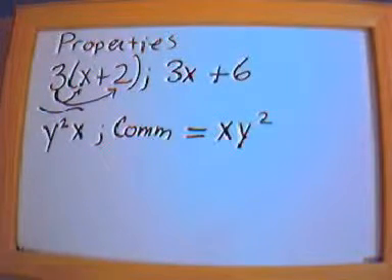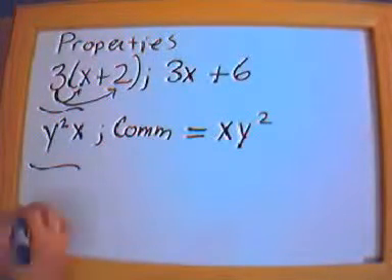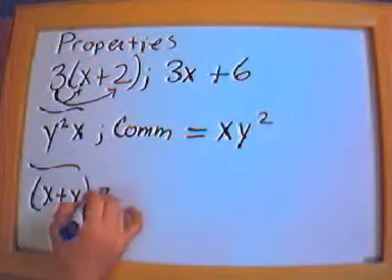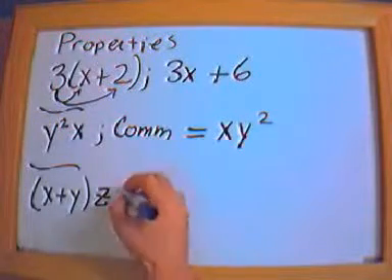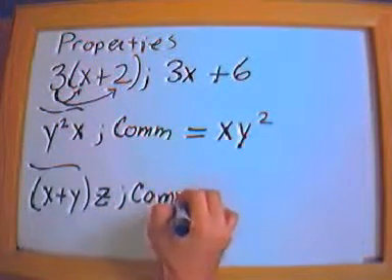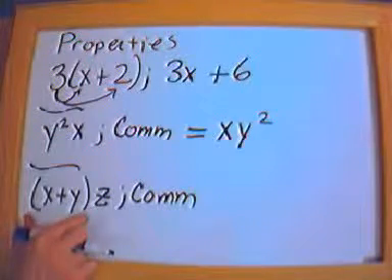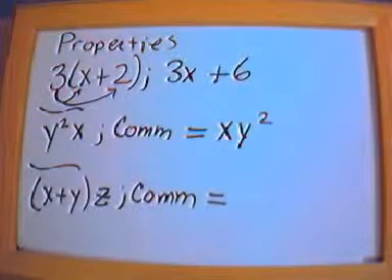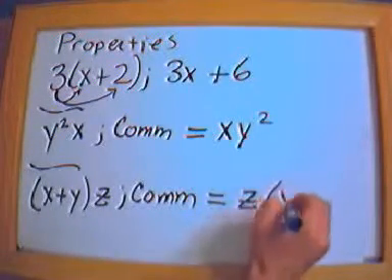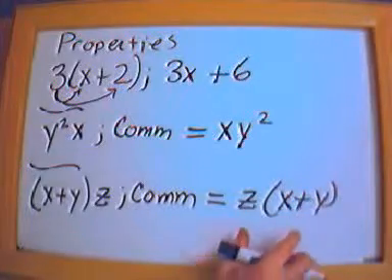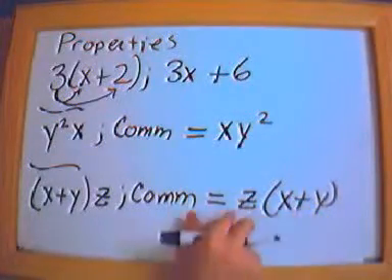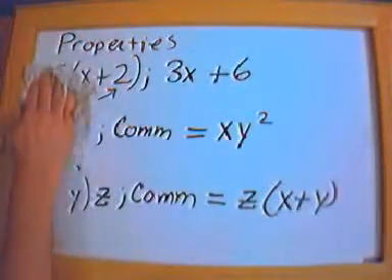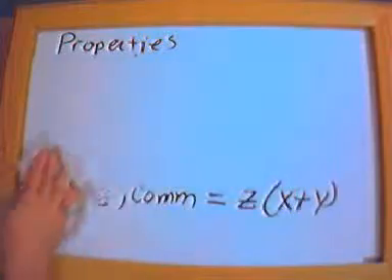And finally, what if I have (x plus y) times z and I want to use the commutative property? Remember, this whole term is multiplied by this whole term. Commutative means switch the order. So if I want to use commutative to rewrite this, it's just going to be equal to z times (x plus y). Because this is a term and this is a term, and I can flip the order, and that's commutative property. Okay.